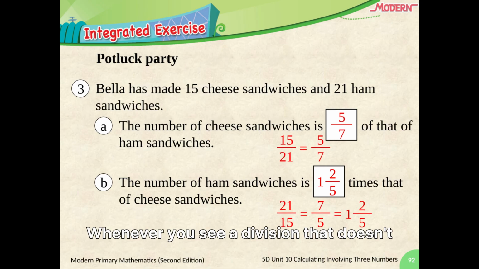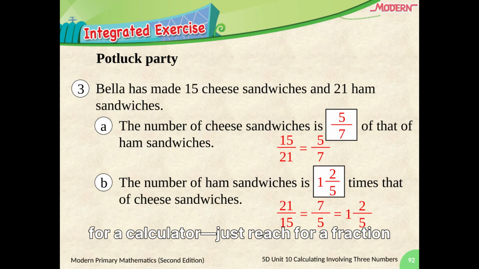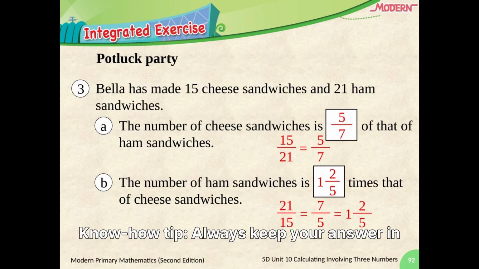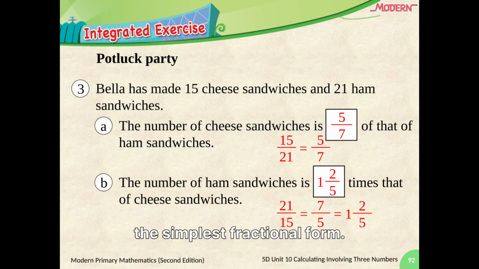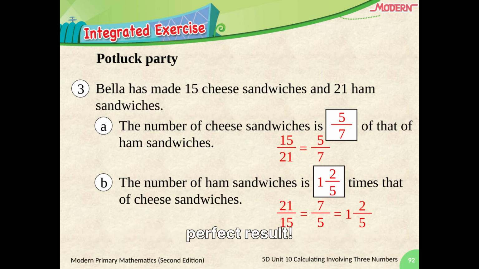Whenever you see a division that doesn't result in a whole number, don't reach for a calculator. Just reach for a fraction bar. It's more precise and much easier to work with in complex problems. Know-how tip. Always keep your answer in the simplest fractional form. 2/3 is already simplified, so it's a perfect result.